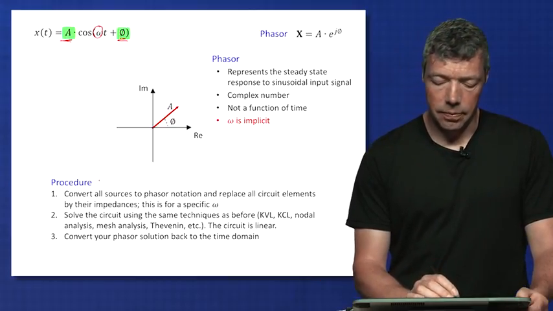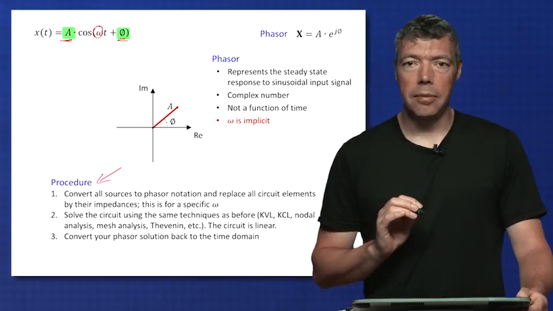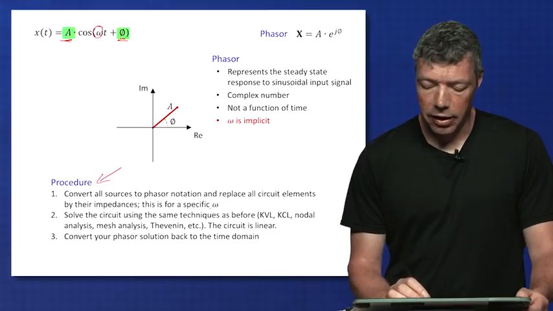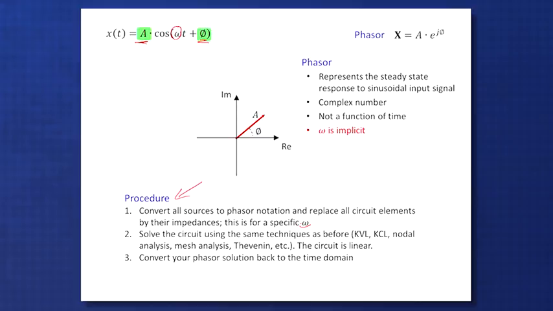And this is the procedure here. You convert all the sources to phasor notation. So all the sources that are sine waves, you write them as these complex numbers. And then you are going to replace all the circuit elements by their impedances. And these impedances are for a specific value of omega that corresponds to the omega of the source. Then you are going to solve this circuit with all the linear analysis techniques that we know. And we basically are just going to use these analysis techniques on complex numbers now.